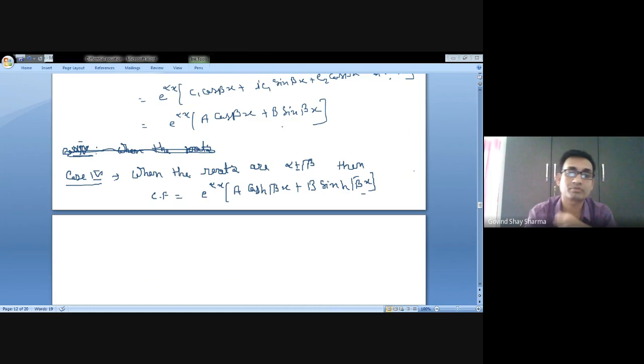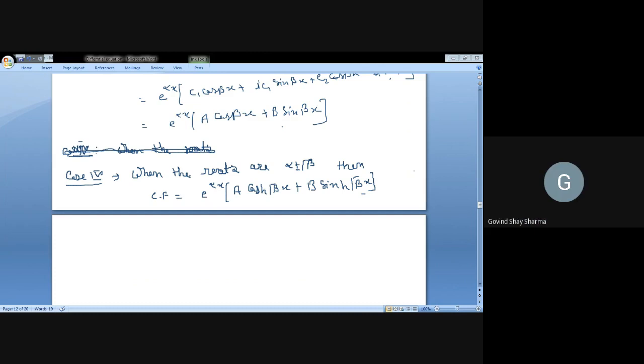There are four types of roots. First, if m1 and m2 are real and distinct, then we get CF: y equals c1 e to the power m1x plus c2 e to the power m2x. Second, if the roots are real but equal, then the equation is written as y equals (c1 plus c2 x) e to the power mx. Third, when the roots are complex.